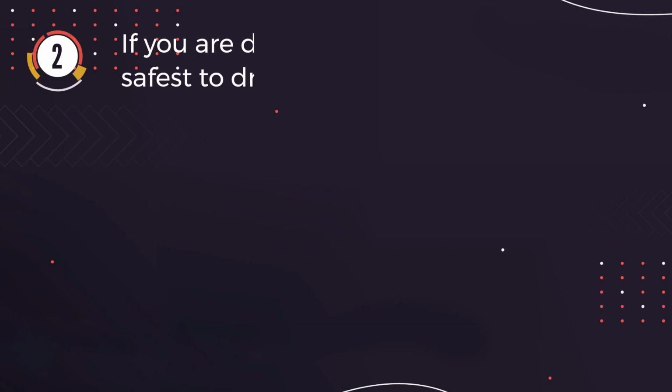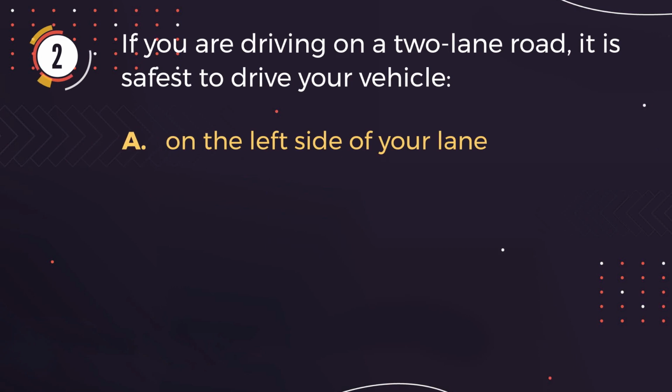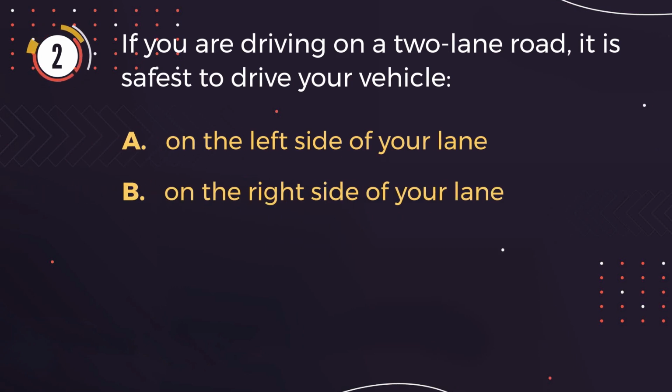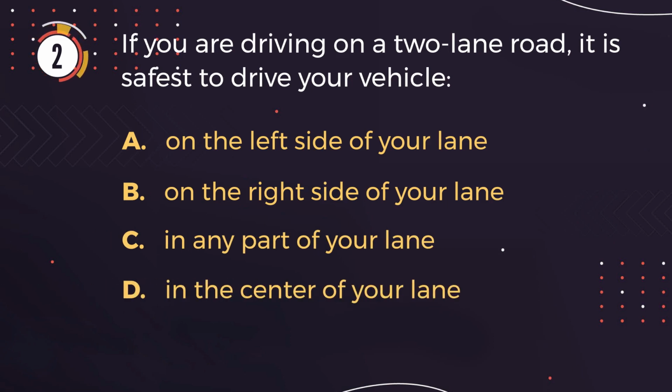Number 2. If you are driving on a 2-lane road, it is safest to drive your vehicle A. On the left side of your lane. B. On the right side of your lane. C. In any part of your lane. D. In the center of your lane.